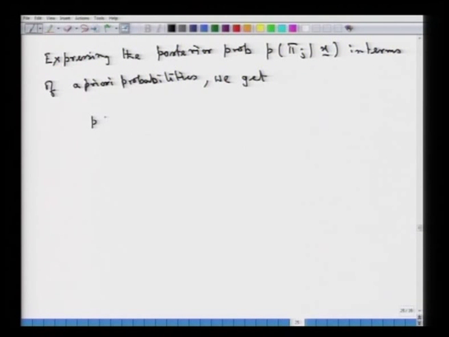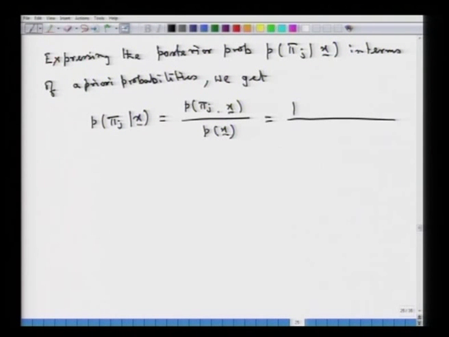We have P(π_j | x), which is a posterior probability. One can write that as P(π_j intersection x), that is the joint distribution, divided by P(x). Then one can write this as the probability of the π_j population and the probability that we have x given π_j. This corresponds to the density under the population π_j, divided by P(x).